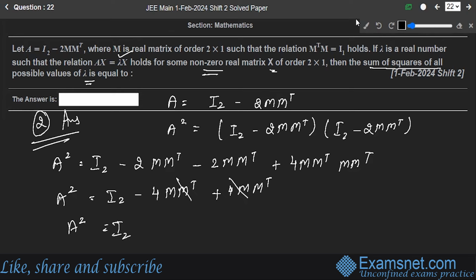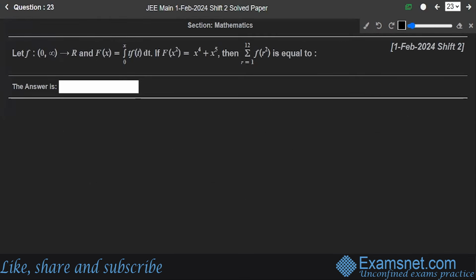Hope you're clear. Let's move to the next question. Question number 23: let f be a function from 0 to infinity to R, and f(x) be given by this, f(x) square is given by this. You have to find out the value of this expression.